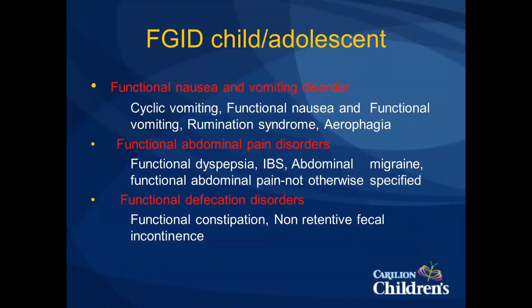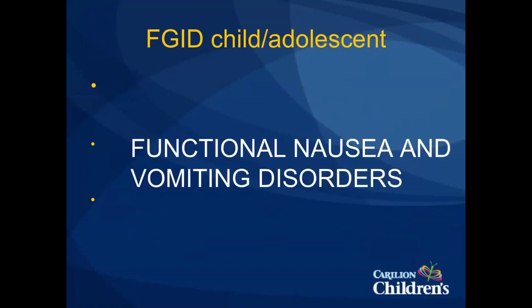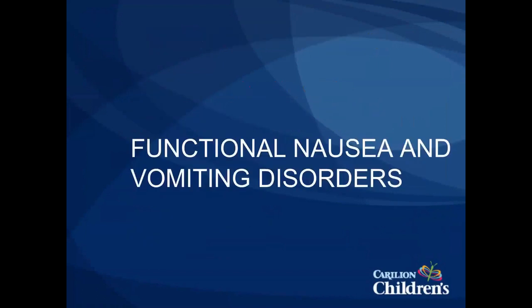So we have three major areas, and I'm going to be talking about child and adolescent functional abdominal disorders. I'm not going to talk about infant and toddler functional GI disorders. The three main areas are nausea and vomiting, abdominal pain, and defecation disorders. We're going to go to nausea and vomiting disorders, and the first mock question.